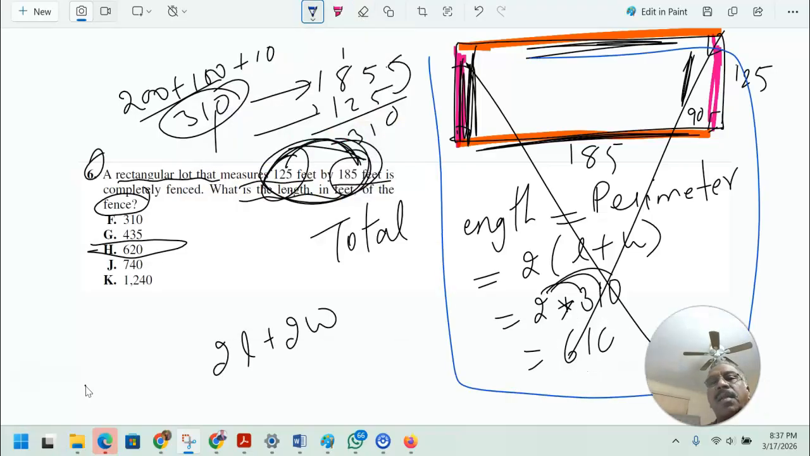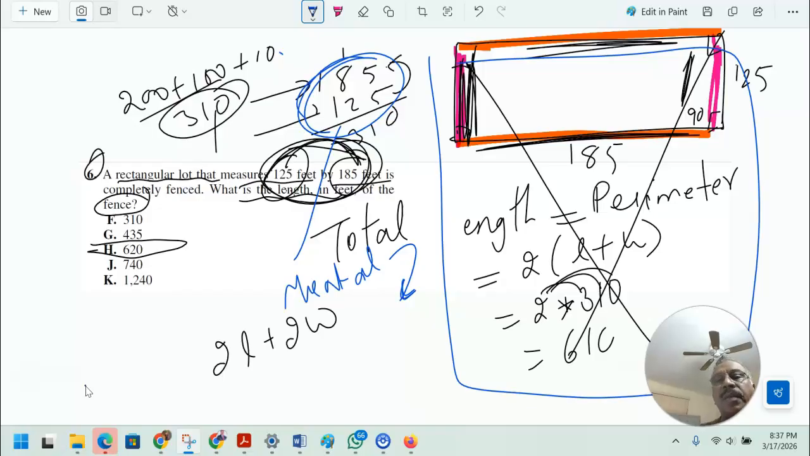So you don't need all this. You just do this little kind of thinking, mental maths, and you can get the answer. But because you are given a lot of time to complete, if you need more time, you can spend more time and do the actual work like this and get the answer.